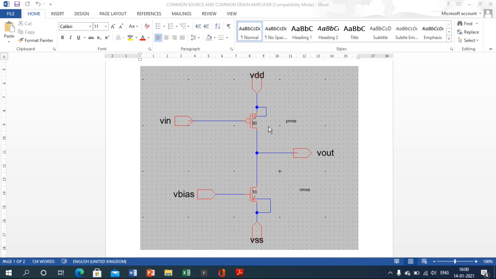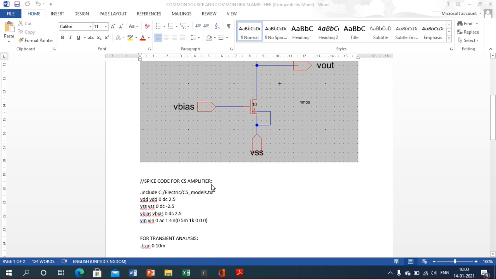At that time, the supply connected to VDD flows to the output side, and the NMOS will prevent the further flow of voltage towards the ground. When the input is high, meaning we are choosing the input voltage within a range, which I will show you here. This is the SPICE code here.